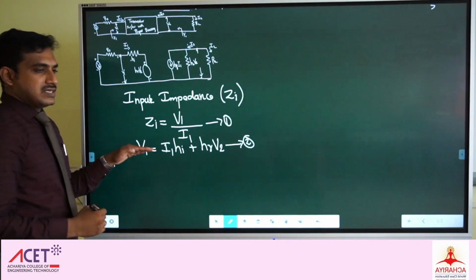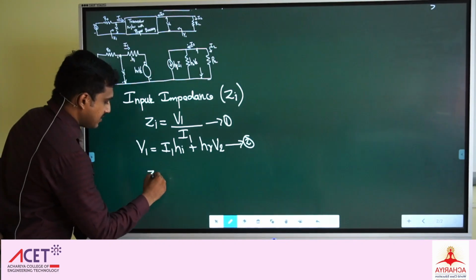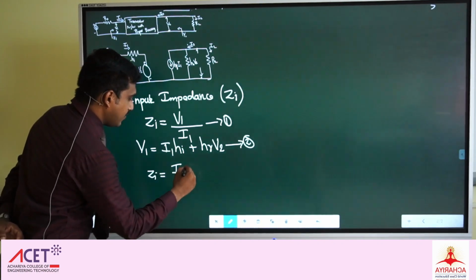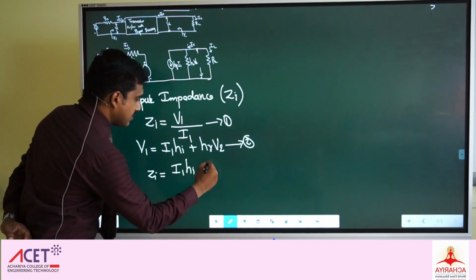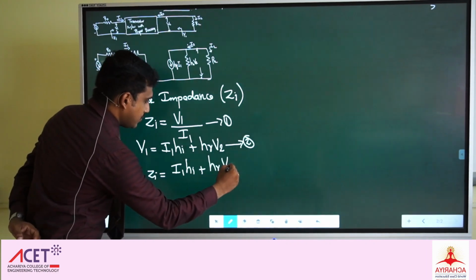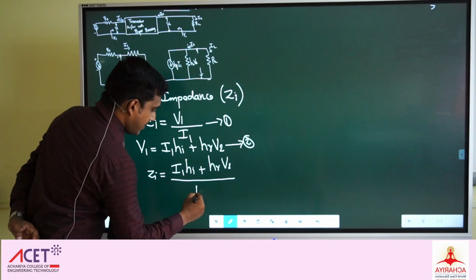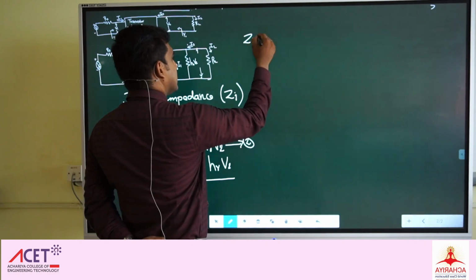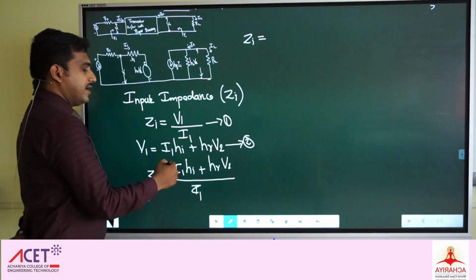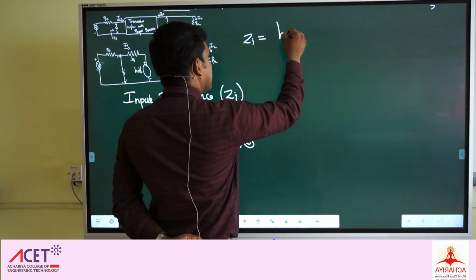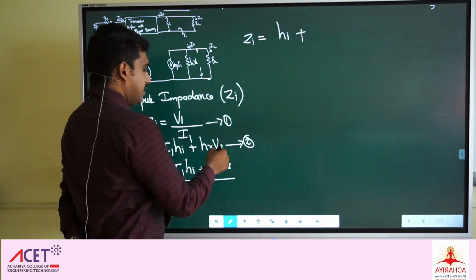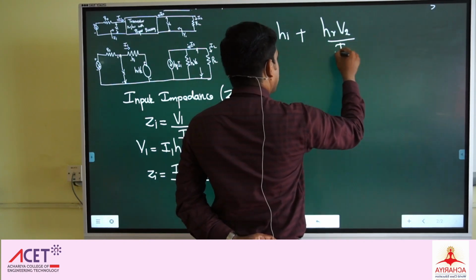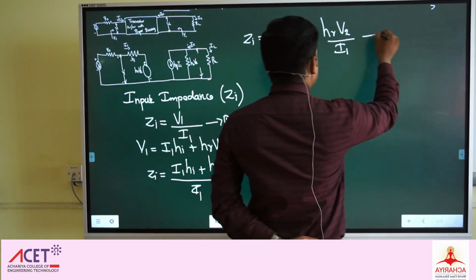Now we can substitute equation 2 in equation 1. We get Zi is equal to, instead of V1, I1 HI plus HR V2, the whole divided by I1. By simplifying this equation, I1 will get cancelled, and we get Zi is equal to HI plus HR V2 divided by I1. Consider this as equation number 3.